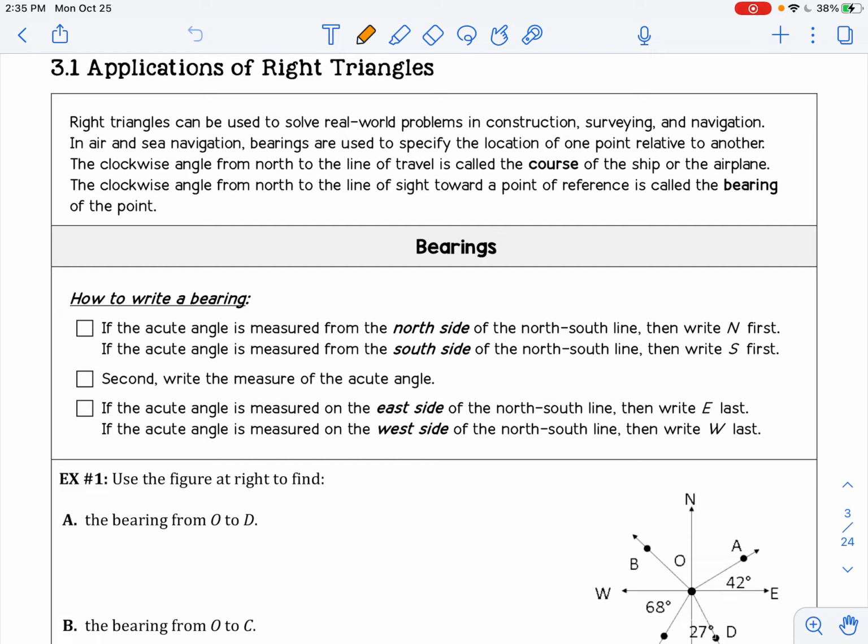So the first one is, obviously right triangles can be used in real-world situations in construction, surveying, navigation. In air and sea navigation, bearings are used, if you ever hear that. Bearings are used to specify a location from one point to the other. The clockwise angle from north in the line of travel is called the course of an airplane. The clockwise angle from north to the line of sight is called the bearing. We'll not harp on that too much, but it'd be good to know.